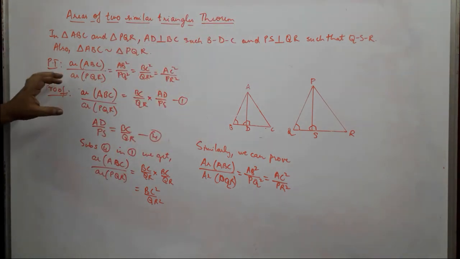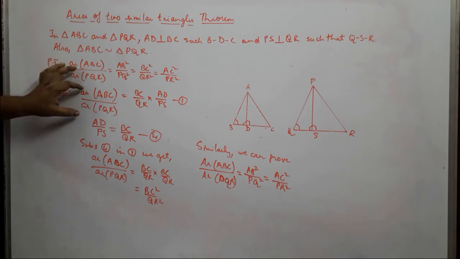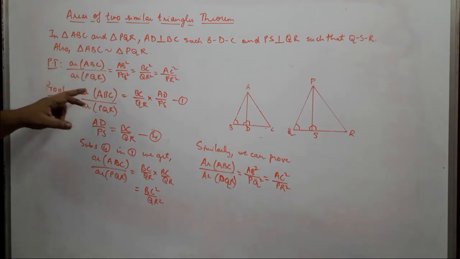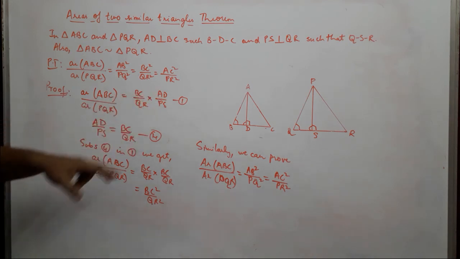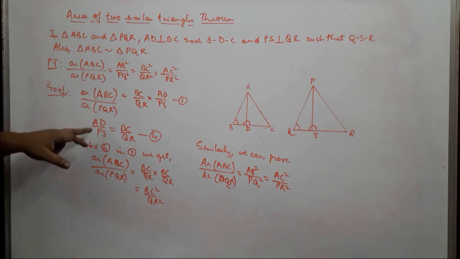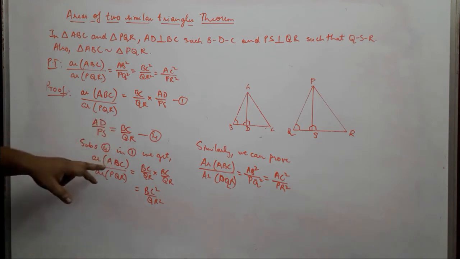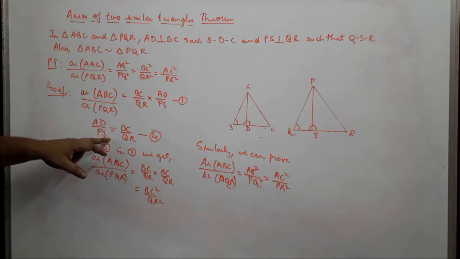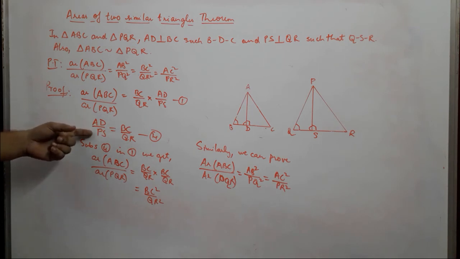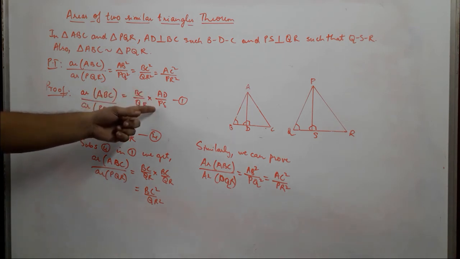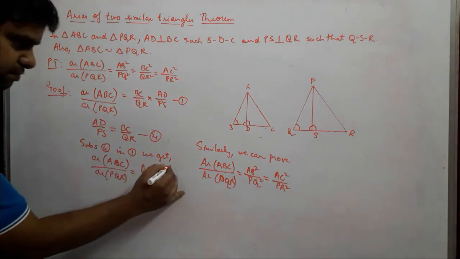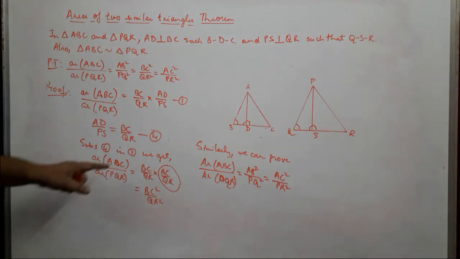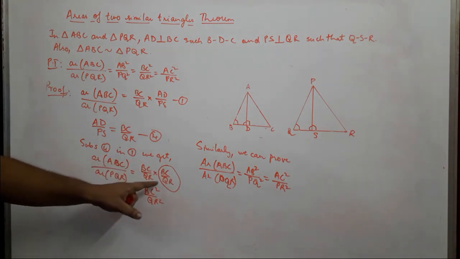So to make it easier to understand, I've just rewritten equation 1 over here, which is area of triangle ABC upon area of triangle PQR equal to BC upon QR equal to AD upon PS, and also equation 4, which is AD upon PS is equal to BC upon QR. So that you understand when I say substitute equation 4 in equation 1. So all we have done is, in place of AD upon PS, which was over here, we have replaced it with BC upon QR over here.